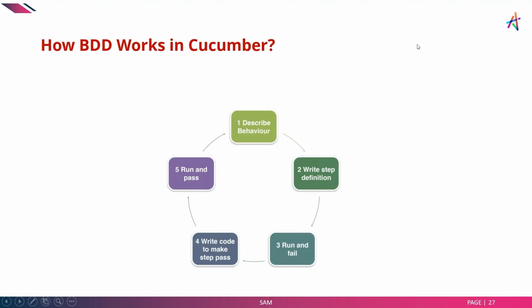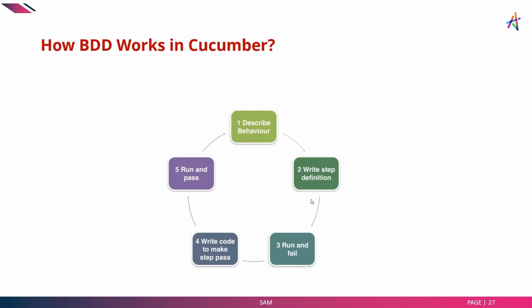All right. So how does BDD work? Step number one, you have to describe your behavior, then write the definition, run the test so that it fails, write code to make it pass, and run it and pass. That's how BDD works, team.